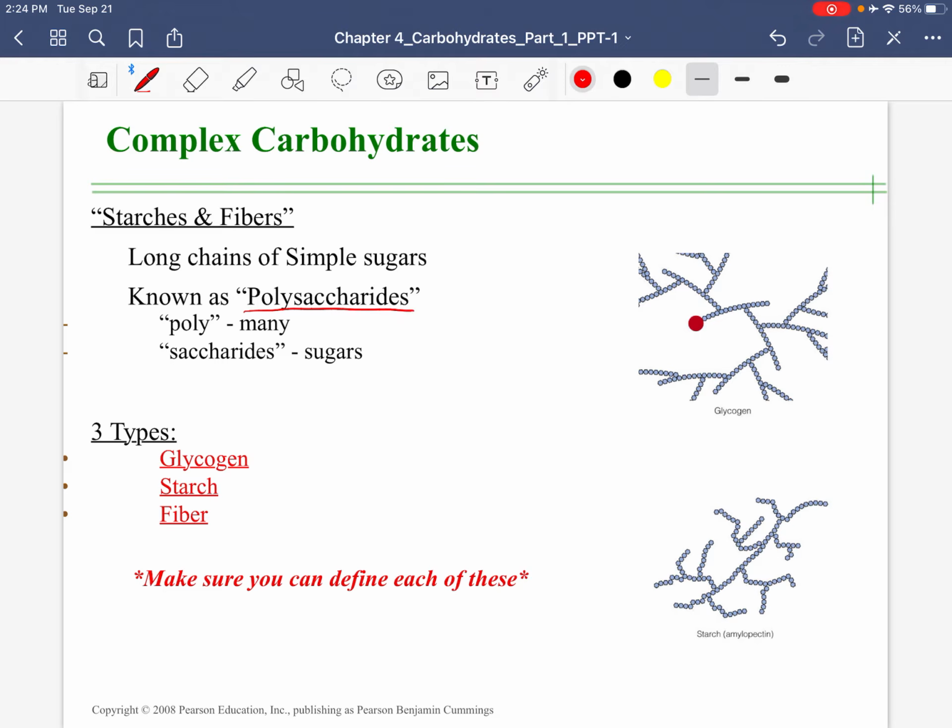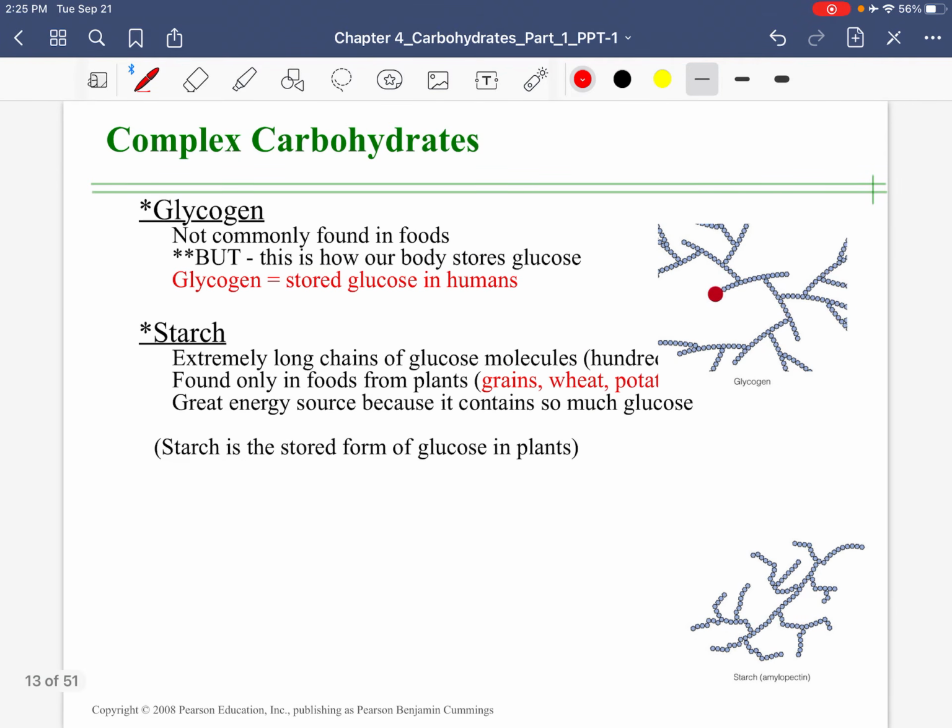Then we have our complex carbohydrates, or polysaccharides. Many sugars put together. I'd like you to know all 3 of these. These are our 3 examples of polysaccharides: glycogen, starch, and fiber. Glycogen looks like this. So unlike just one hexagon, it's many hexagons put together. Glycogen is not found in foods very often. Instead, glycogen is how our body stores sugar.